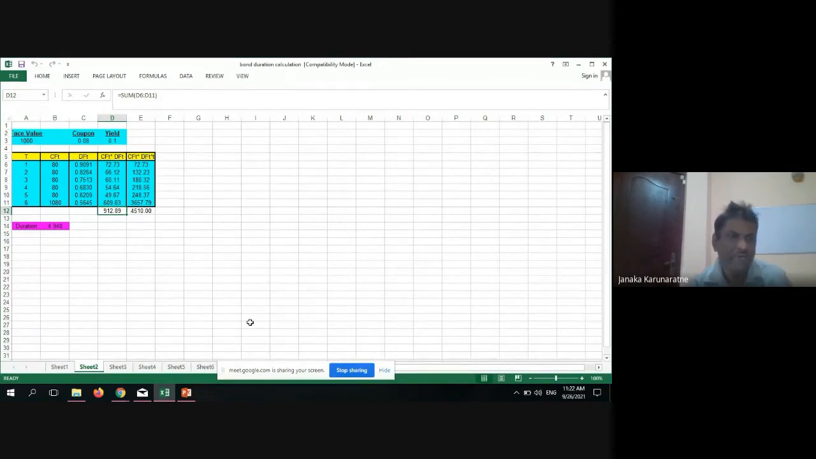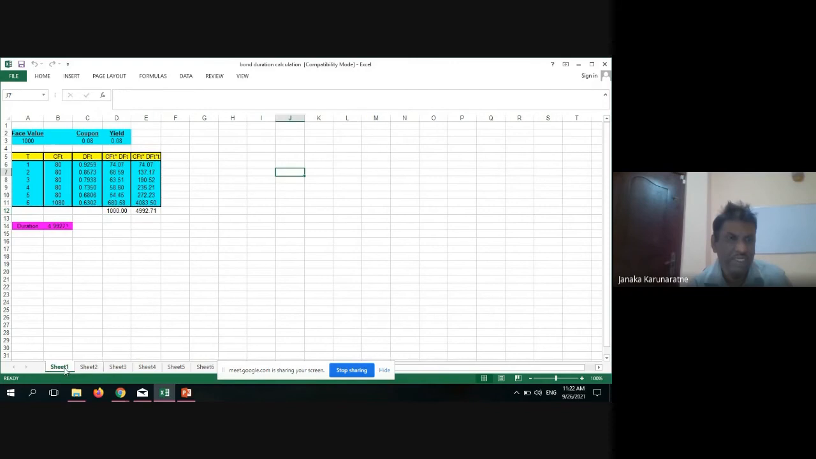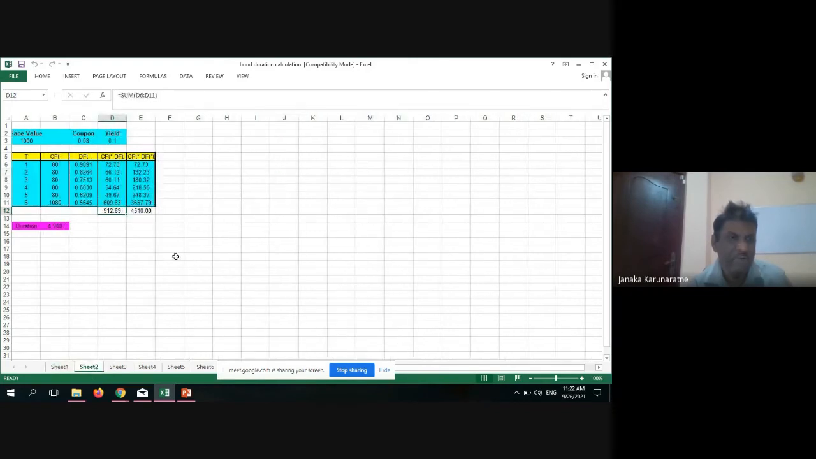Now, what happened to the duration? Duration changes because the yield increases, and duration came down. Earlier duration was 4.99, now duration is 4.94. Remember, as the yield increases, duration comes down. As the yield decreases, duration goes up, right? So we'll go to the next part as well simultaneously.